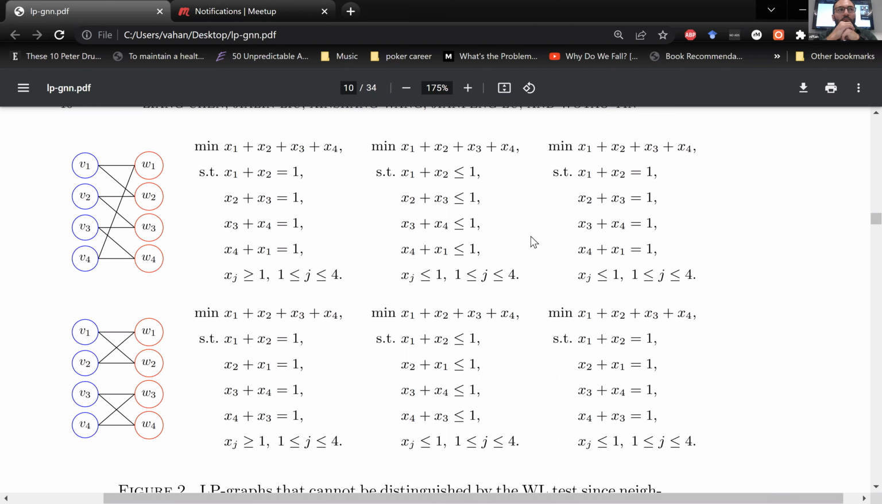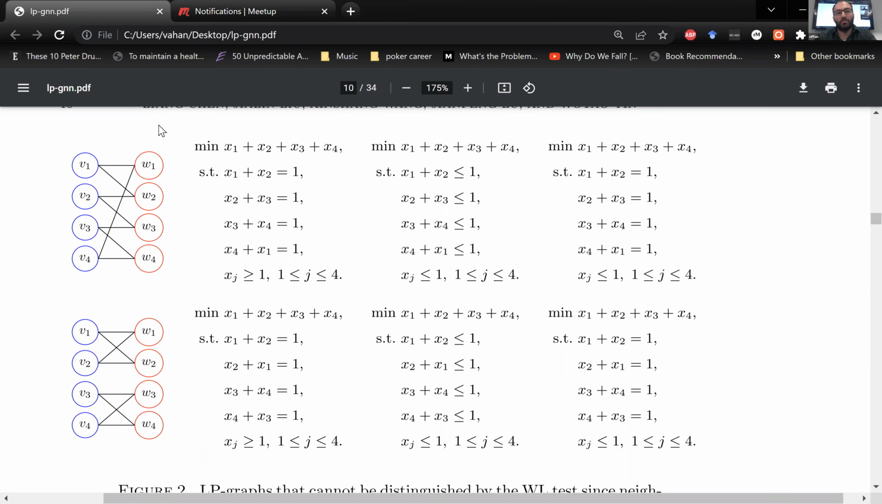So essentially what the result is saying is that the weakness of GNNs is that they can't distinguish certain graphs that aren't isomorphic from each other. But it doesn't matter in this case because you get the same solution anyway. Which may be a nice property of certain types of bipartite graphs.